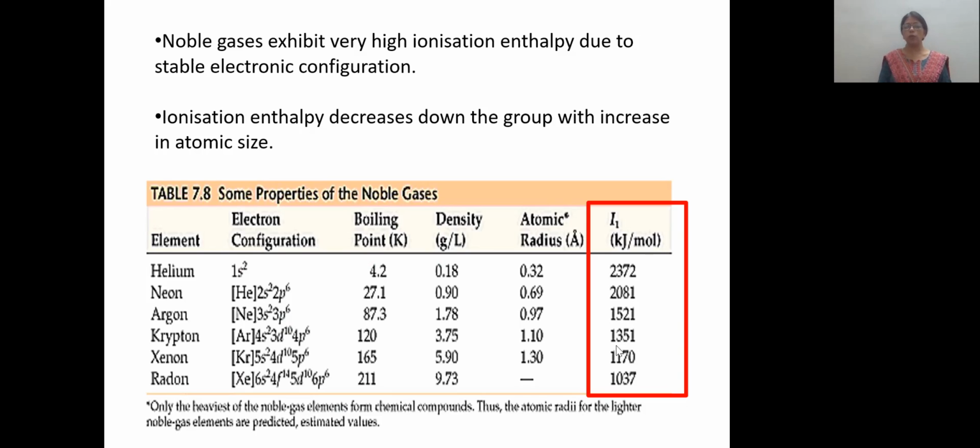It is due to the increase in the atomic radii, and when the atomic radii increases, the valence electron moves far off from the nucleus.